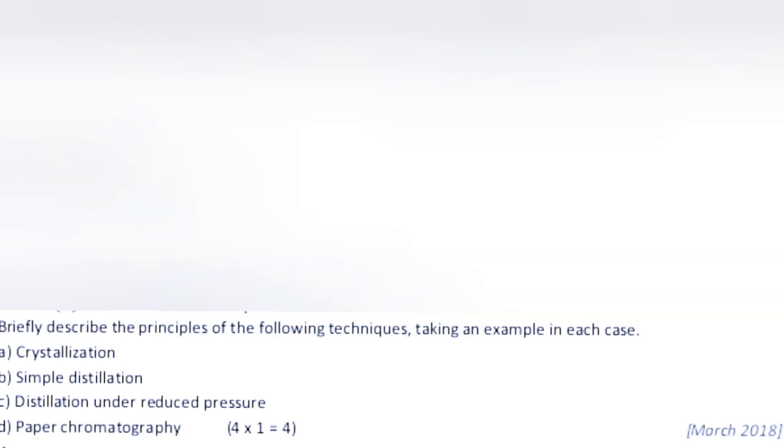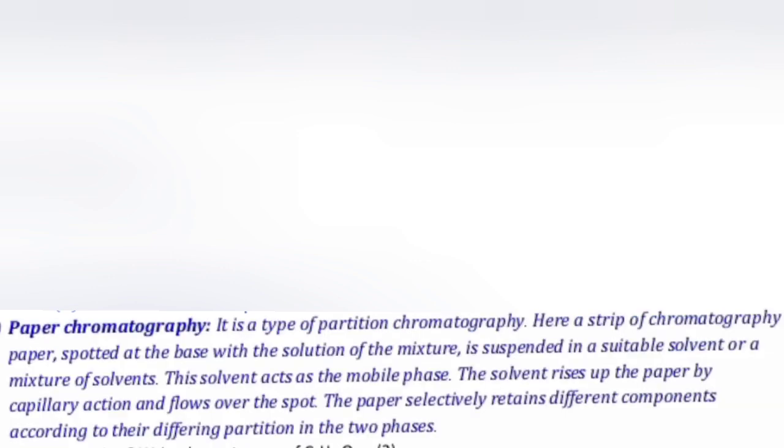D. Paper chromatography. Answer: it is a type of partition chromatography. Here a strip of chromatography paper, spotted at the base with the solution of the mixture, is suspended in a suitable solvent or a mixture of solvents. This solvent acts as the mobile phase. The solvent rises up the paper by capillary action and flows over the spot. The paper selectively retains different components according to their differing partition in the two phases.